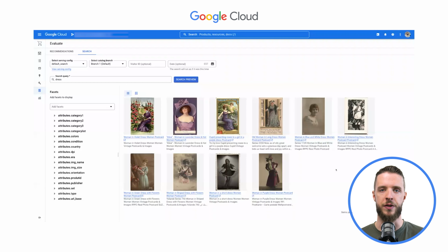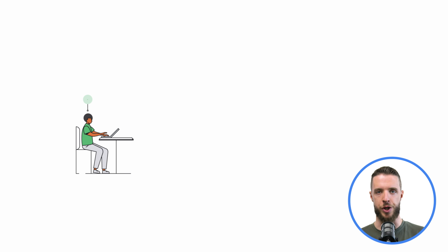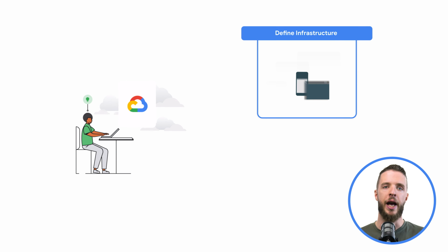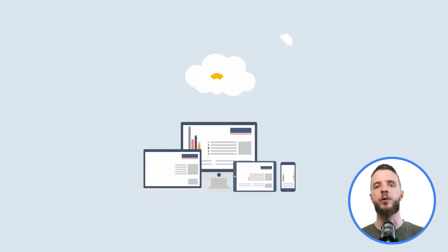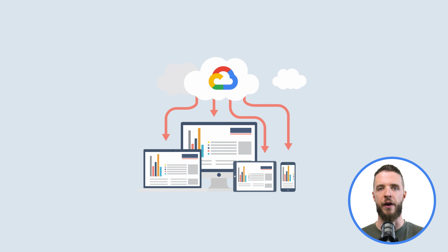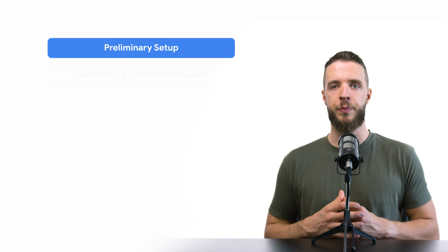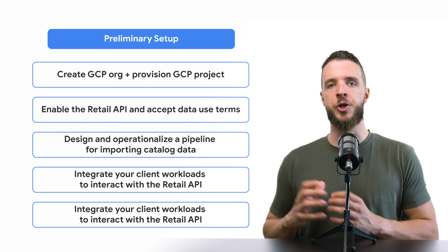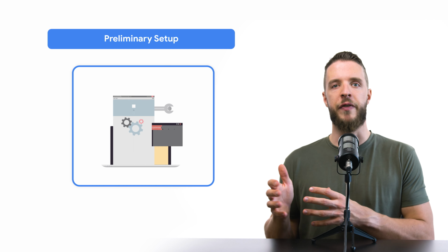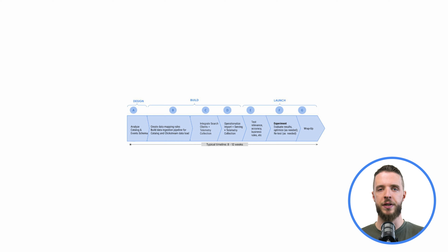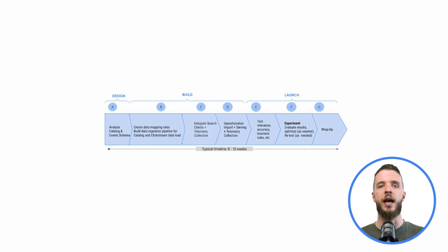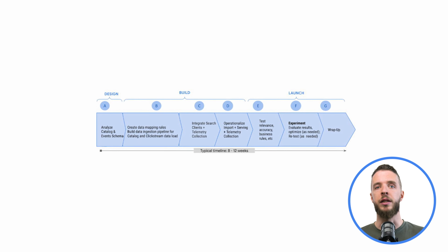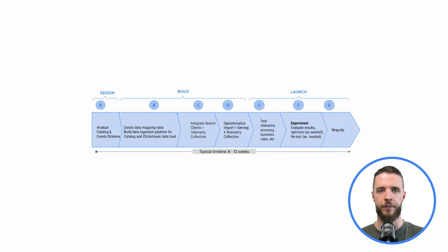To implement the discovery solutions, you should define the infrastructure and the source code, and understand what must be requested and how to get working instances that can serve traffic. The preliminary setup requires you to perform only managerial steps and no work on the development side. Approximately, the whole deployment process, starting with the design phase and resulting in a launch, takes anywhere from 8 to 12 weeks, depending on your solution complexity.